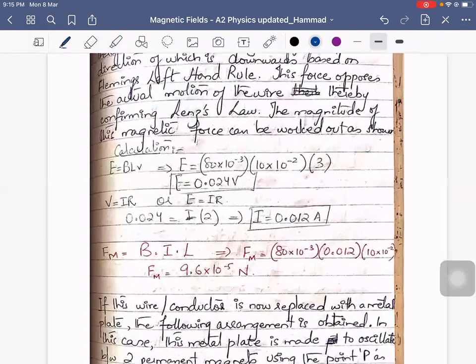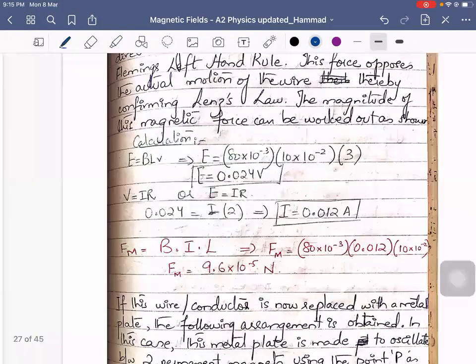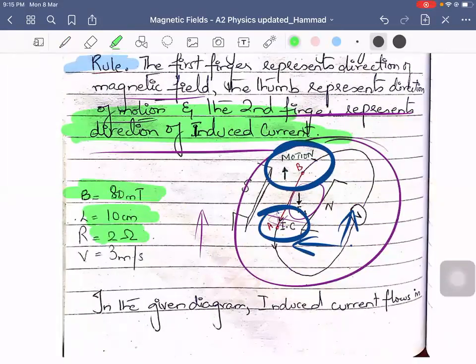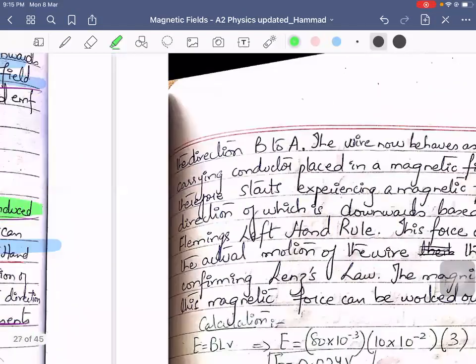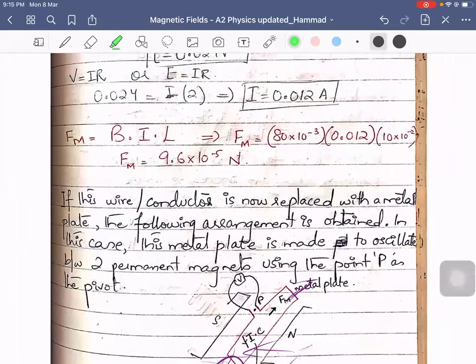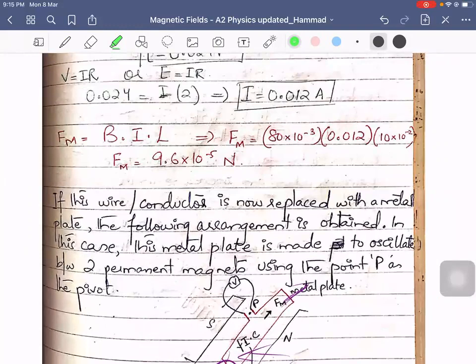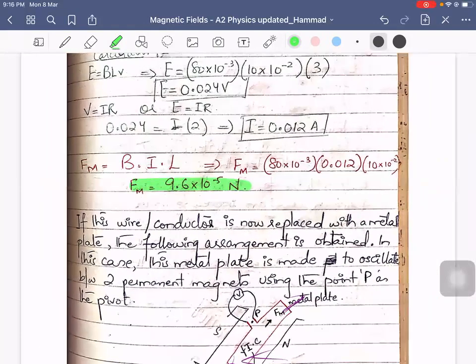Right? Let's say I have a magnetic field strength of 80 millitesla. The length of the wire is 10 centimeter. Resistance is 2 ohms, and the speed of movement is 3 meters per second. Using magnetic force is equals to BIL, right? We can work out that the magnetic force that was exerted was around this value, right?